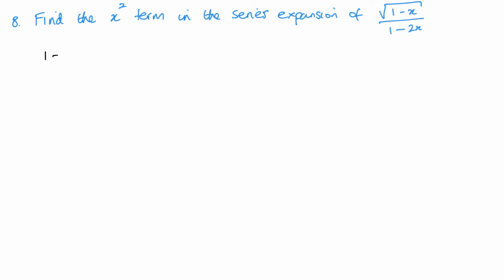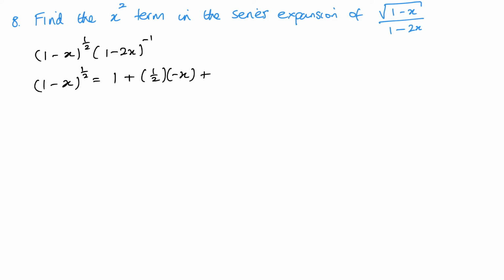So both of these are series expansions. And we're going to want the x squared term. So what I'm going to do with this type of question is I'm going to do just the initial expansions for each of them. So this is going to give me 1 plus, and we get a half times minus x plus a half minus a half minus x squared over 2 factorial. So that is 1 minus a half x minus 1/8 x squared.